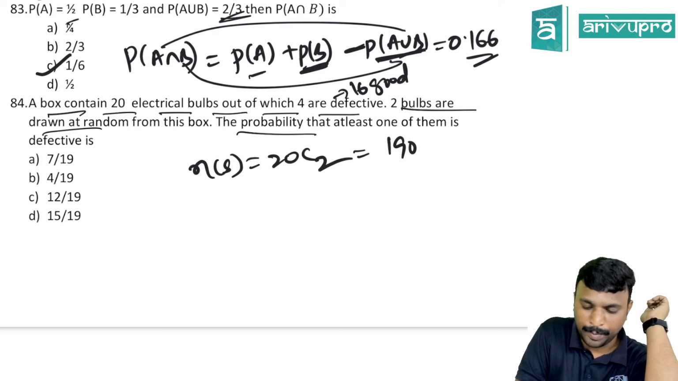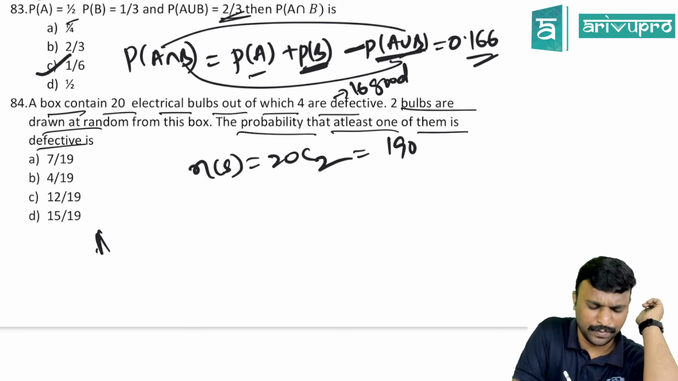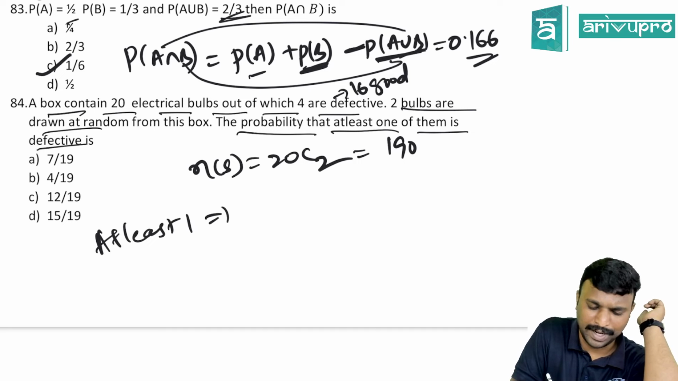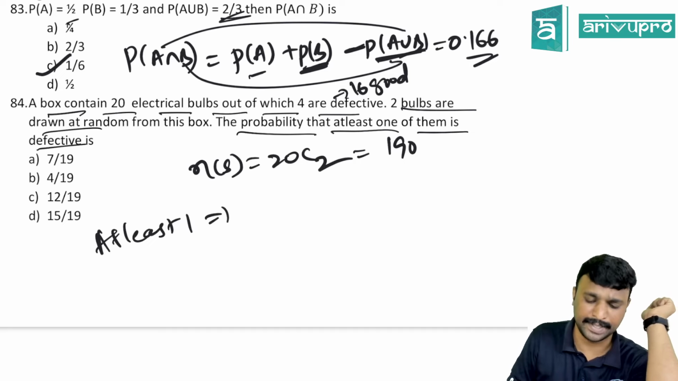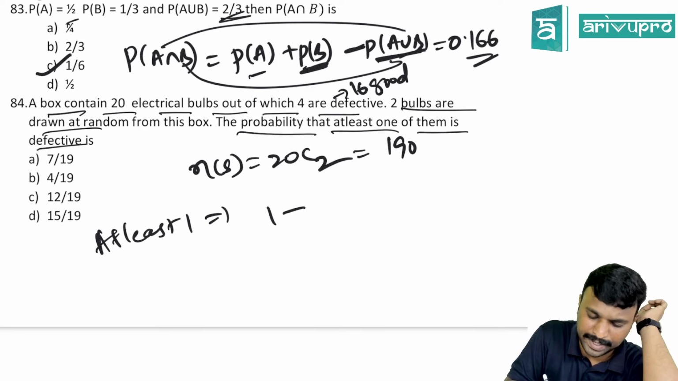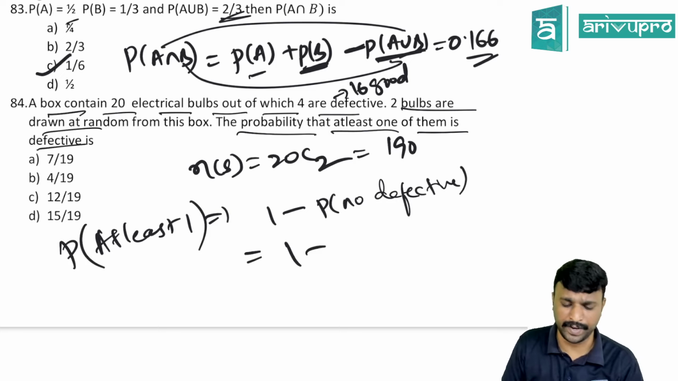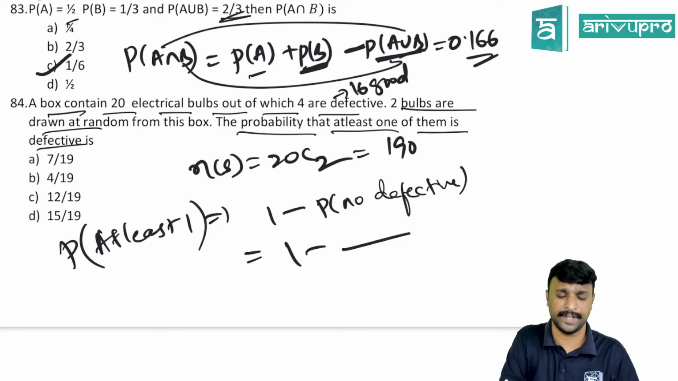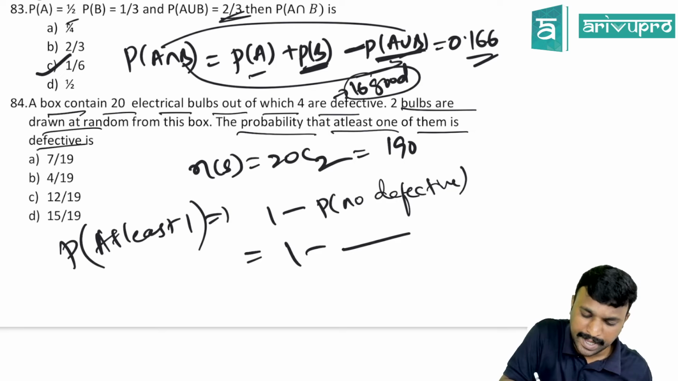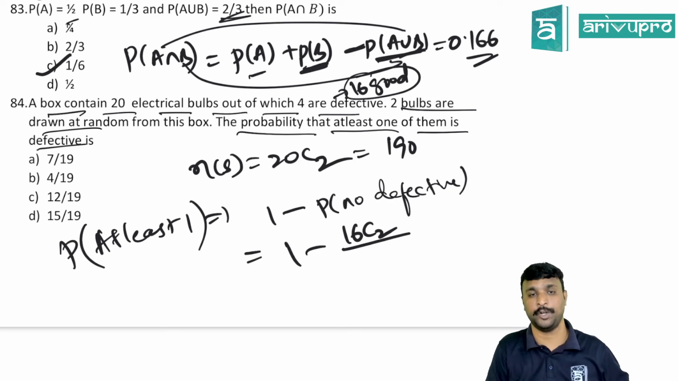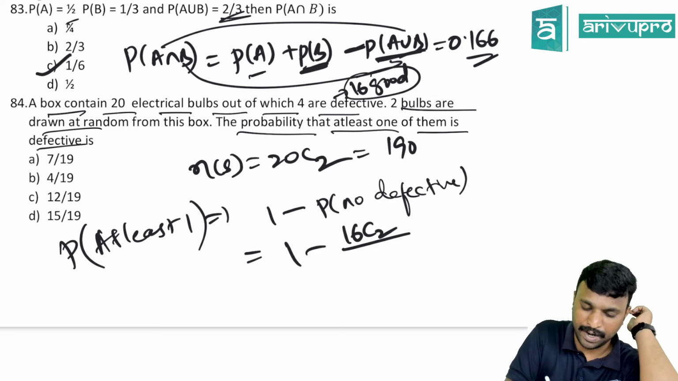Now guys, the probability that at least one of them is defective, for at least one, what you need to do? Total minus none. Correct? Total minus none. 1 minus probability of no defective. So probability of at least one defective means 1 minus probability of no defective. Guys, no defective means N of A by N of S. No defective means whatever the 2 bulbs you are selecting, it should be from non-defective only. That means 16 good only. That means 16C2. From 16 only, it should be selecting those 2 bulbs. But N of S is 190.